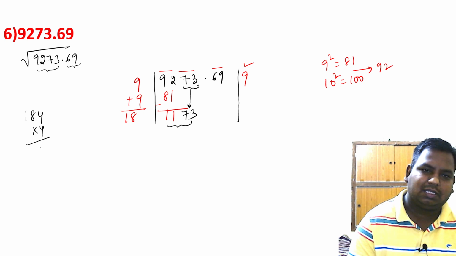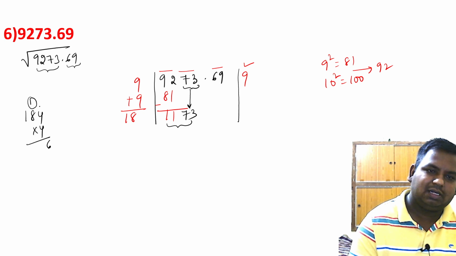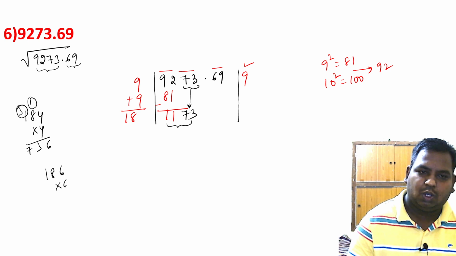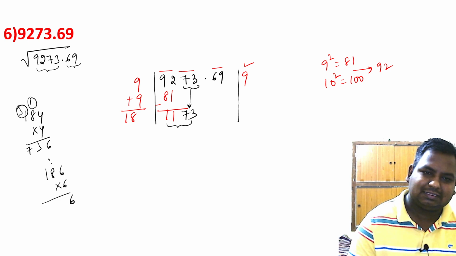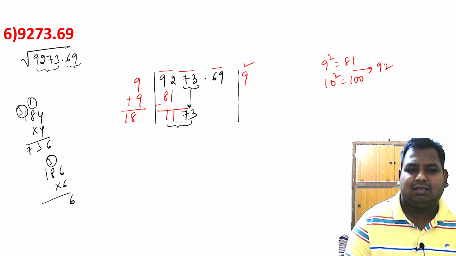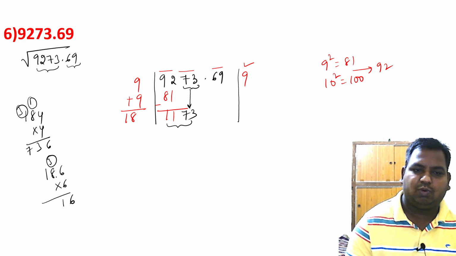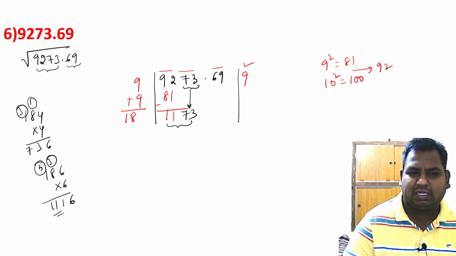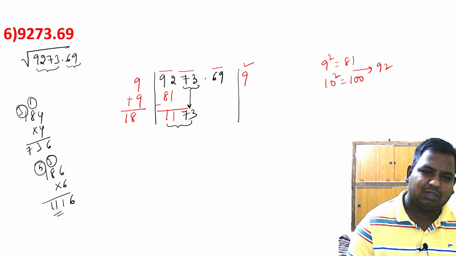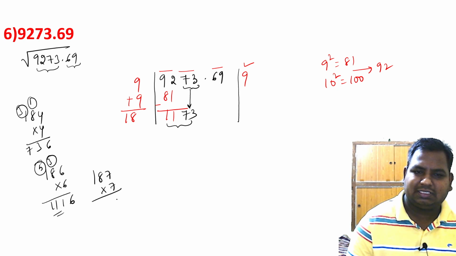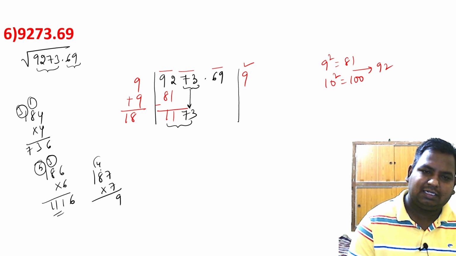So 184 times 4: 4 4s are 16, carrying 1, 4 8s are 32, 33. I'll have 736. Next, 186 times 6: 6 6s are 36, 6 8s are 48, 48 plus 3 is 51. We'll have 1116.